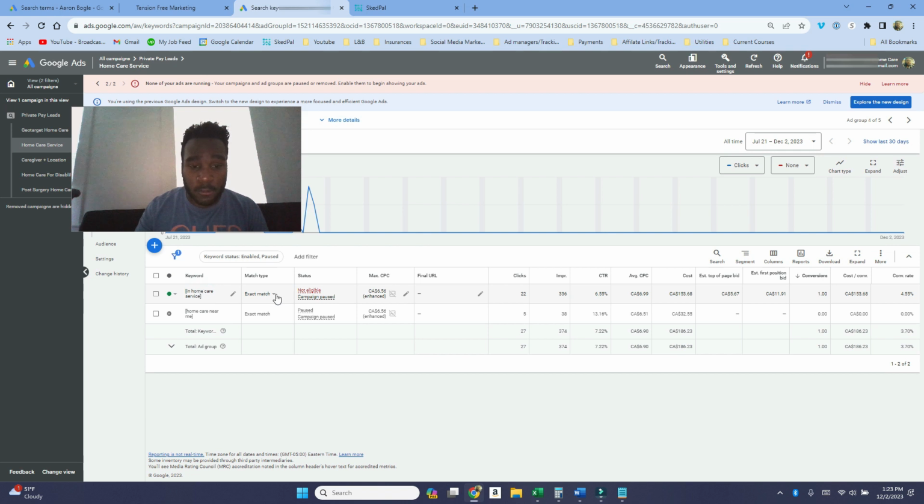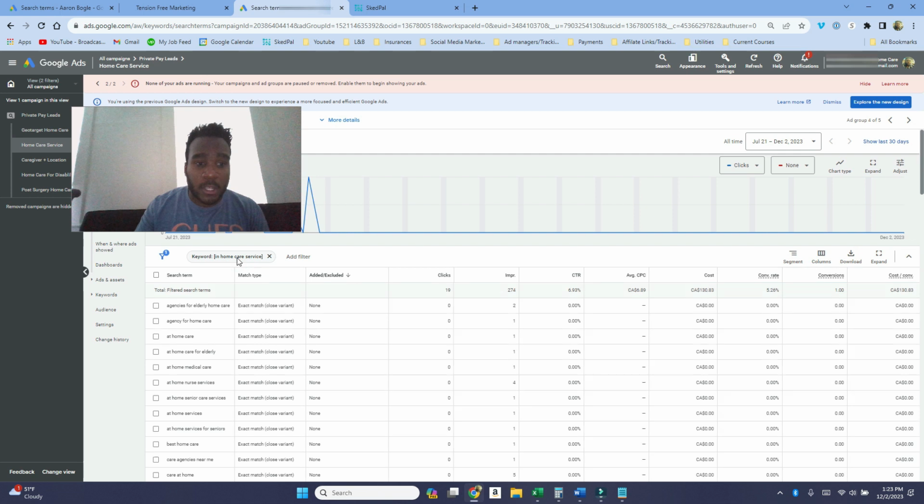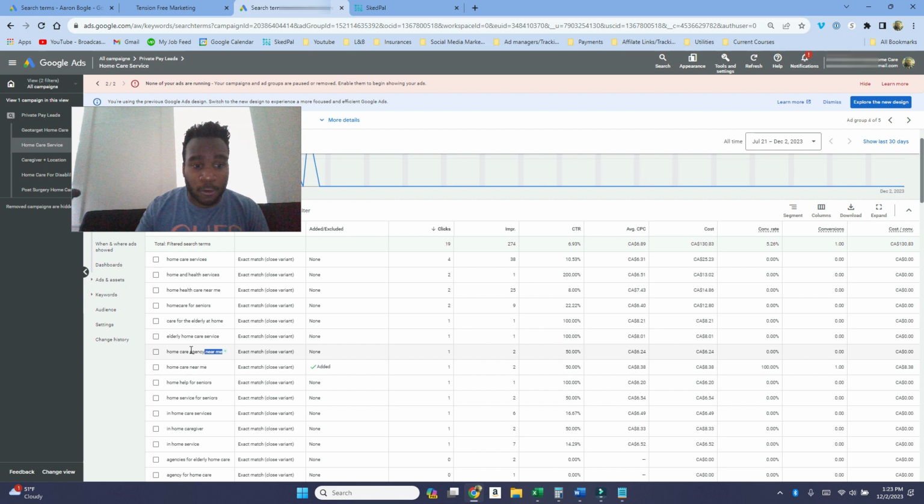So I go into home care service. There's only 2 keywords here in this case, and I pause home care near me. I probably let in-home care services run a little bit more, but then you can see here it's not generating the conversions that I like, it's only generating 1 conversion at $153. So again, I'll look at the search terms as well and see why that could possibly be the case. I'll order by clicks. So yes, I am mostly seeing home care service in home and home health services, but I'm also getting clicks for home care agency and caregivers as well.